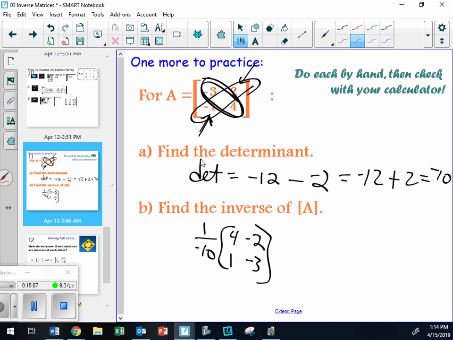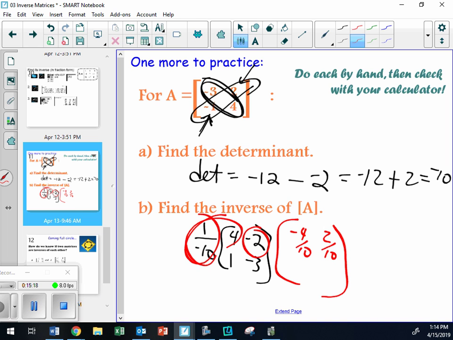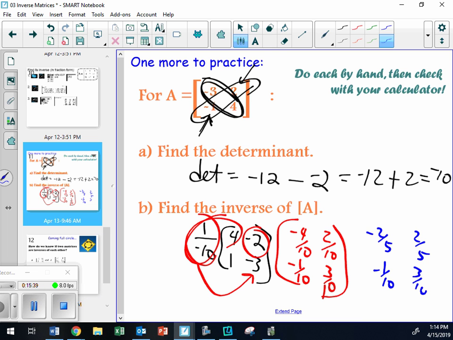Then I can do this in my head. -4/10. And then this times this. Positive, because there's two negatives. 2/10. Yeah, I should reduce those, and I will in a minute. And then -1/10. And last, that times that. Positive 3/10. And just to clarify, yes, I can reduce it. -2/5. 2/5. -1/10. 3/10. I think that's right.